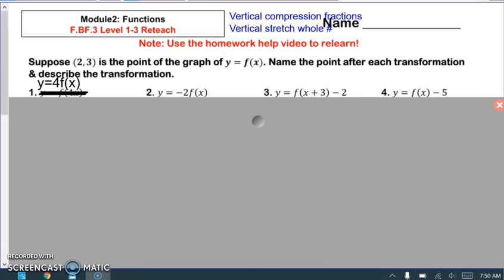Okay, class. Today we're doing Module 2 functions, F.BF.3, levels 1 through 3 Reteach. Let's go over some things. When you see a vertical compression, we know it's going to be fractions. And if it's a vertical stretch, we know it's going to be a whole number.